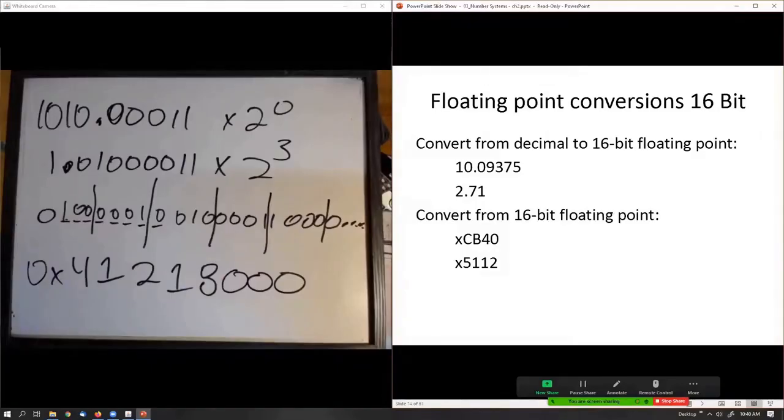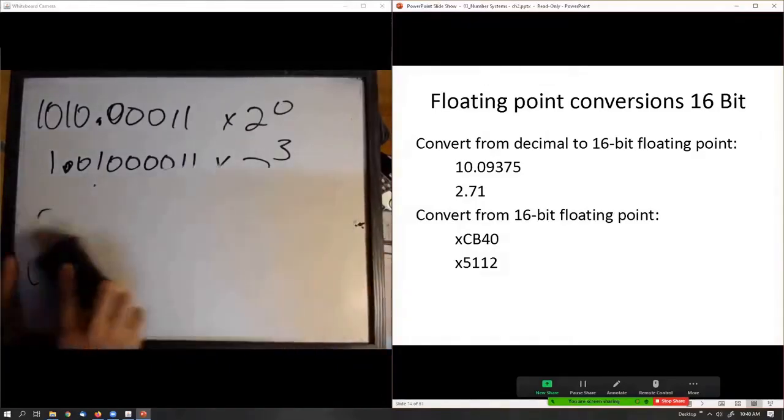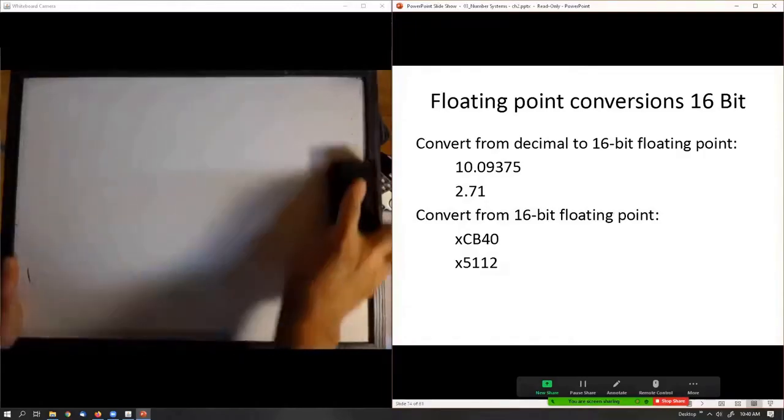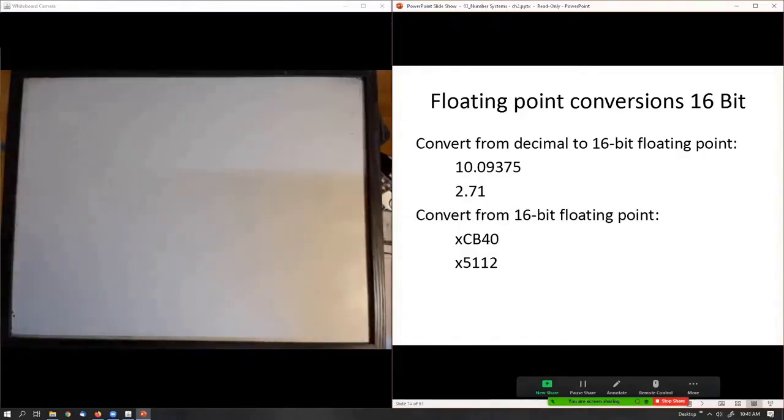All right, for the 2.71, the only difference is we have to do a whole bunch of multiplications. The top one, the 0.9375, is going to come out pretty even. The 0.71 is not going to come out even. So the difference between the top one, the 10, and the 2.71 is the 2.71 is going to take a lot more divisions. You're going to have to actually physically do a lot more work for that one.